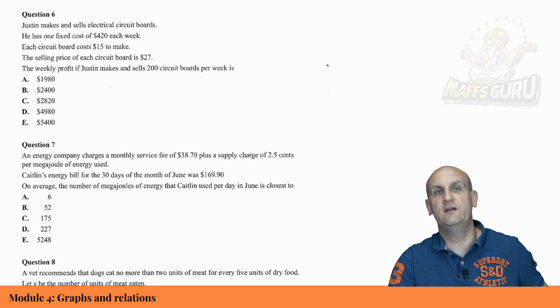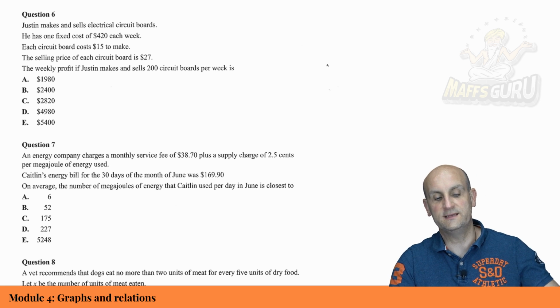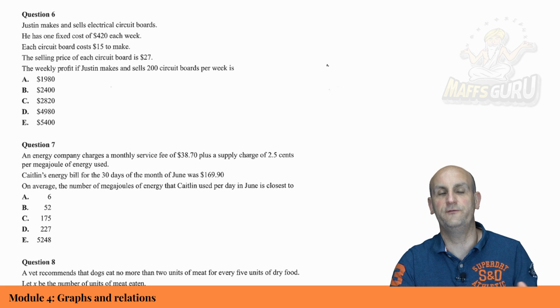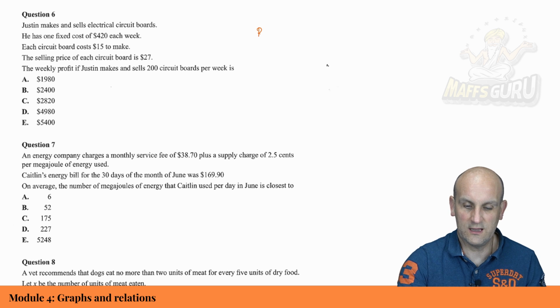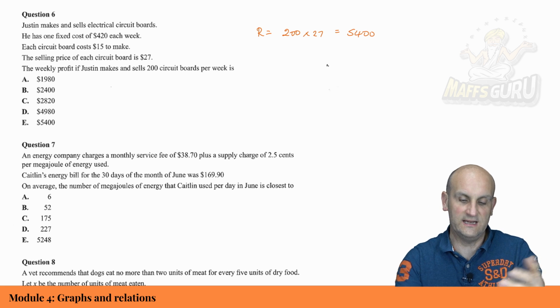Question number 6 talks about revenue and costs and profits. What you've got to realize is that your profit is your revenue minus your costs. So the first thing I needed to do was work out my revenue. How much did I get in? Well, he made 200, he charged 27 each, and that gave him 5,400. So that's how much money he got in on the day he was out there selling the stuff.